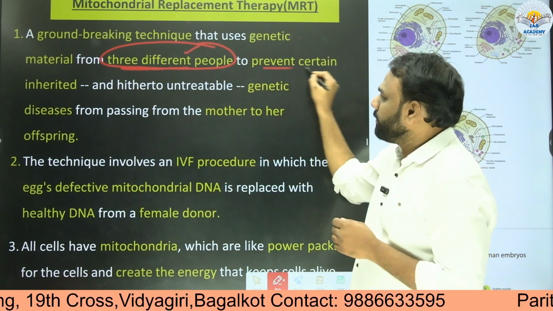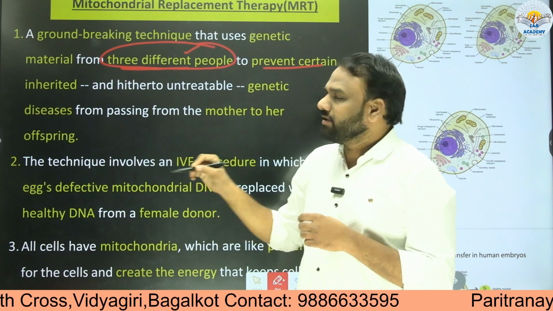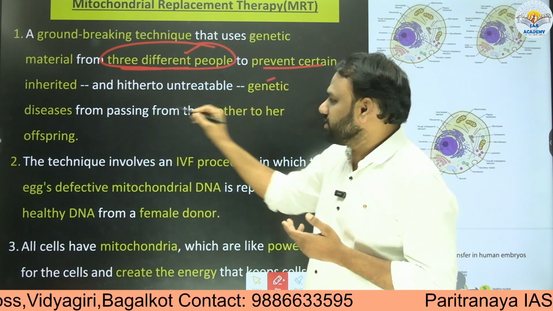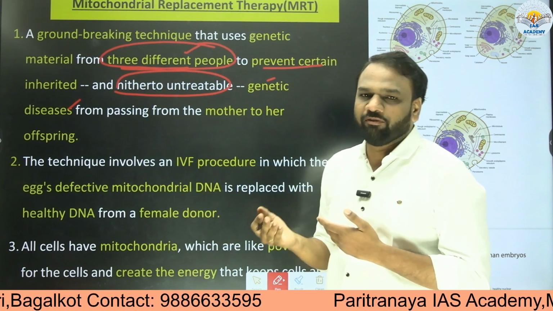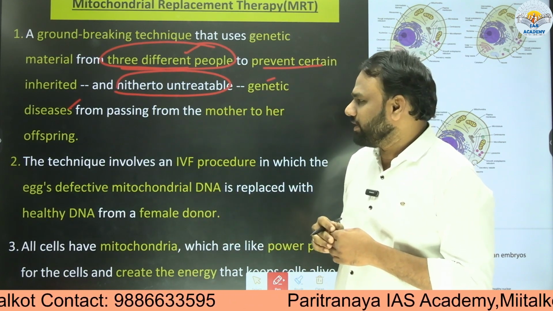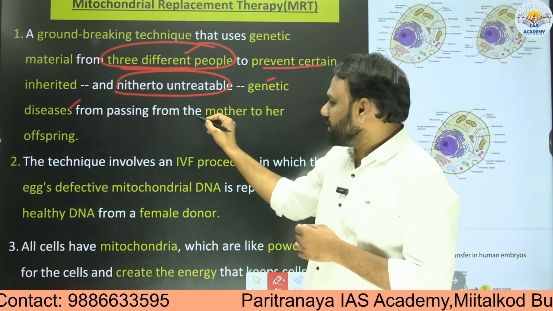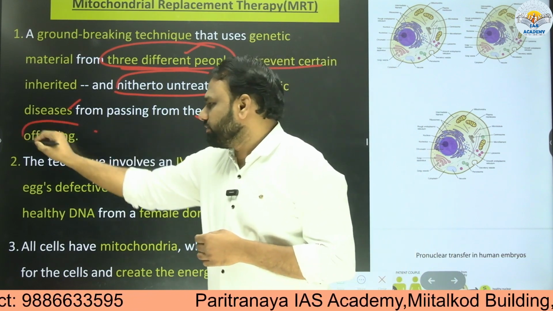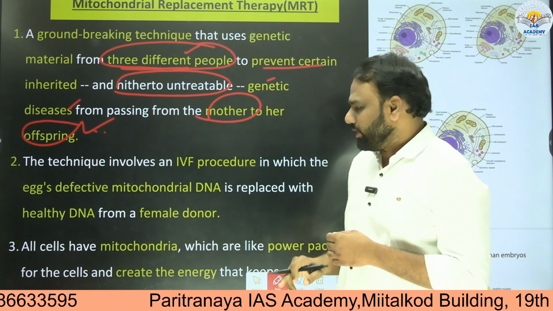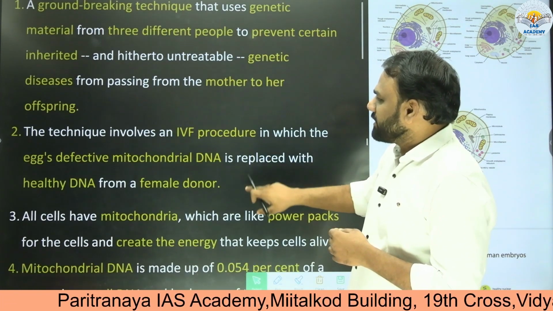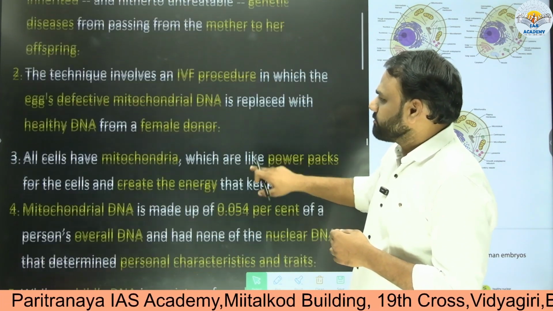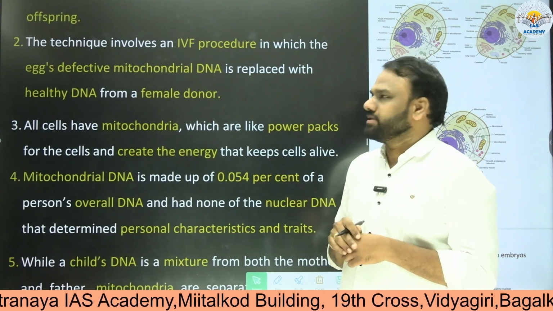So why is it used? To prevent certain inherited genetic diseases that cannot be treated. Until now, there is no treatment for such kind of diseases. So we want to prevent them from being passed from mother to offspring. Okay, so this is a very important point. So mitochondrial replacement therapy is used to prevent a disease being passed from mother to offspring, especially mitochondria related diseases.